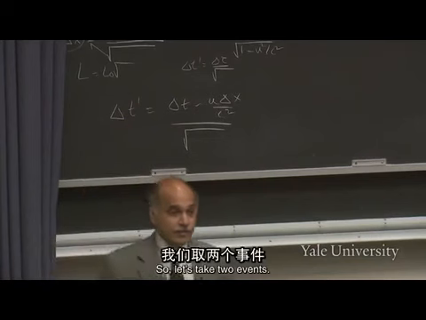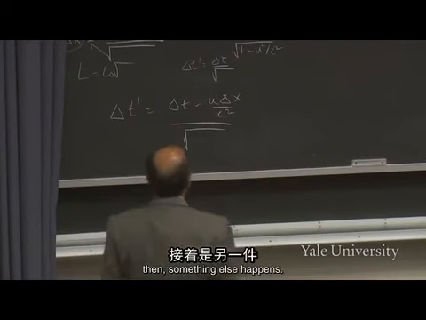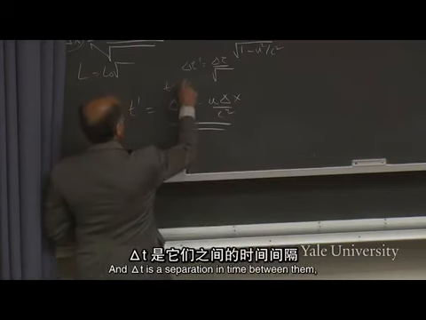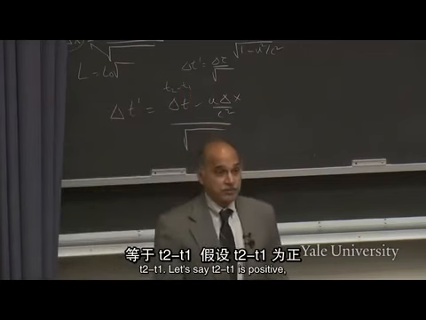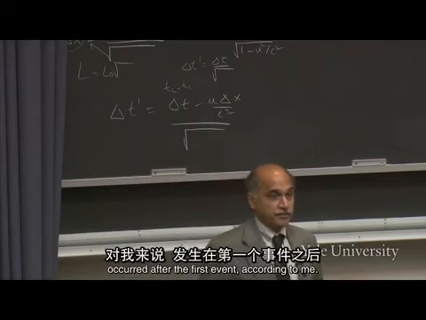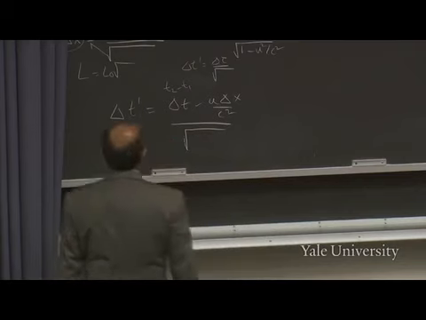So let's take two events. First something happens, then something else happens. And delta t is the separation in time between them, t2 minus t1. And let's say t2 minus t1 is positive, so that t2, the second event, occurred after the first event, according to me. How about according to you?